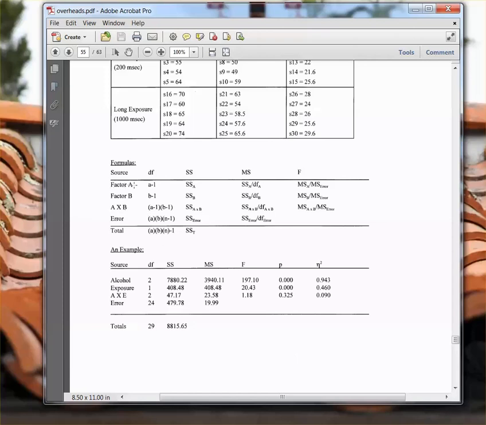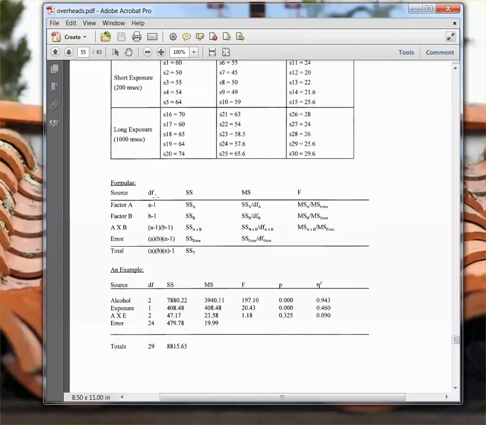So we have two independent variables. We have a factor A, which represents alcohol. The degrees of freedom are going to be A, the number of groups of factor A. So we had 3, so it's 3 minus 1, and you'll see down there it's 2. We have a sum of squares for A. We have a mean square, which is sum of squares divided by the degrees of freedom. We have the same thing for B, but it's B number of levels. So we had 2 levels here, so it's 2 minus 1, or 1. We also have a sum of squares and a mean square.